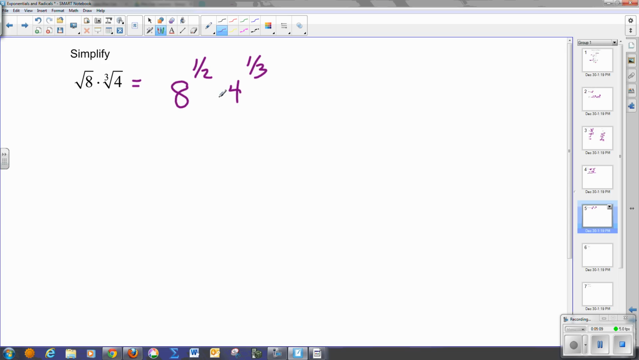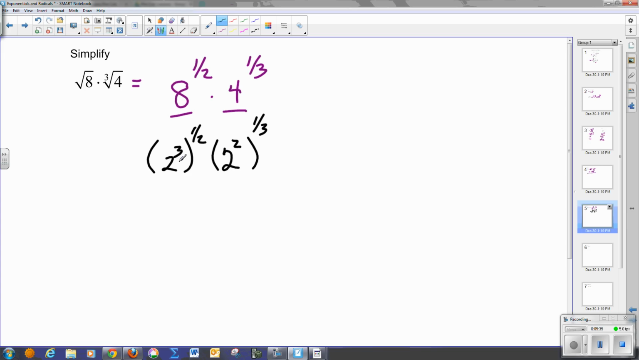But here's the deal. While the base isn't the same, I know 8 can be expressed another way, and I know 4 can be expressed another way. In fact, 8 is the same as 2 cubed, and 4 is the same as 2 squared.